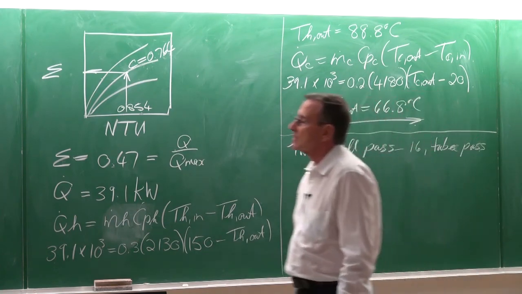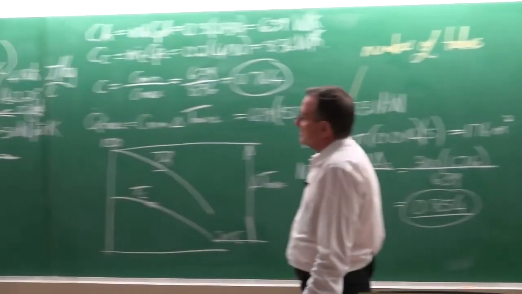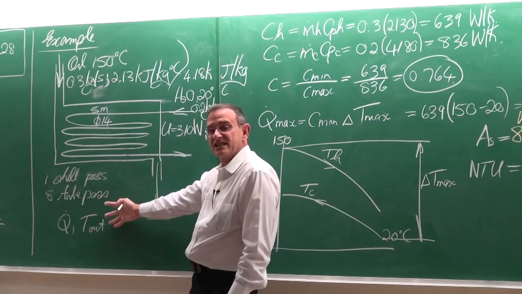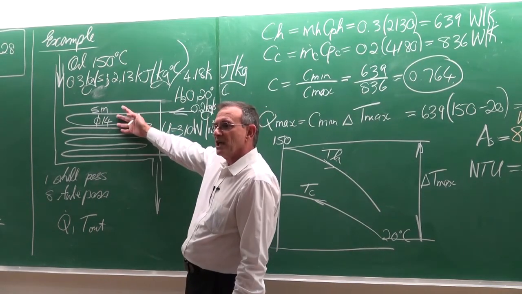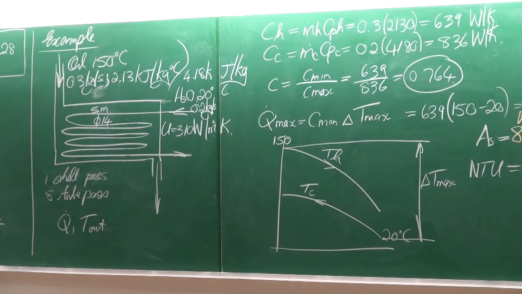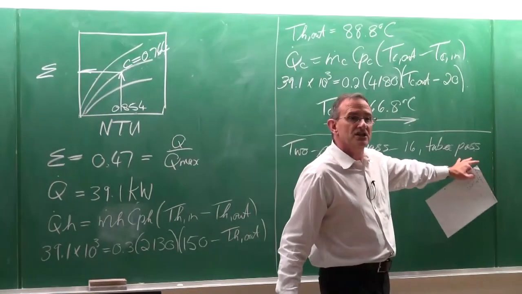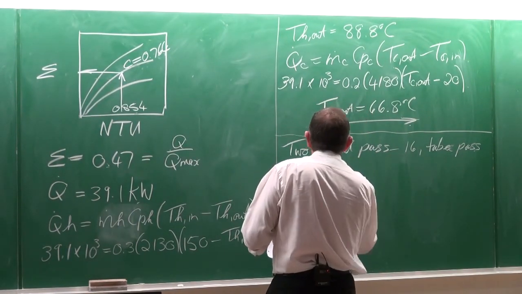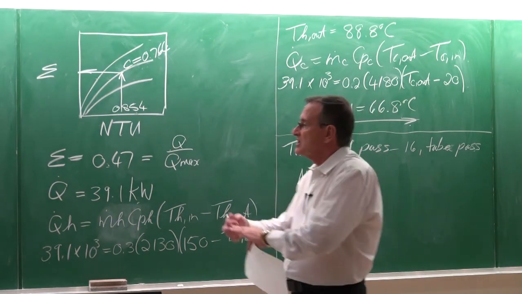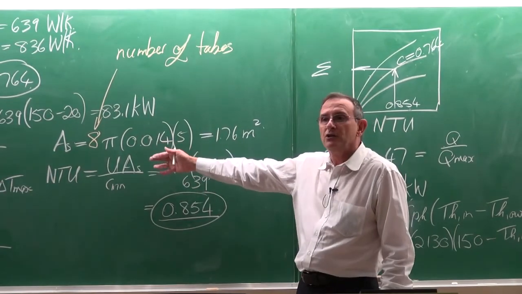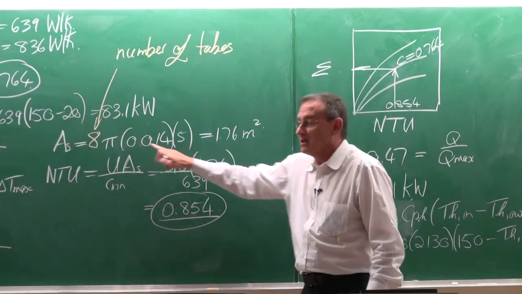Okay. So let's suppose there's not a lot of room in the shell, and you can use a second shell with the same number of tubes. So now it becomes a 2-shell pass and a 16-tube pass heat exchanger. The thing that will change is the number of transfer units, because the length of the tubes, we previously were at 8, now becomes 16.